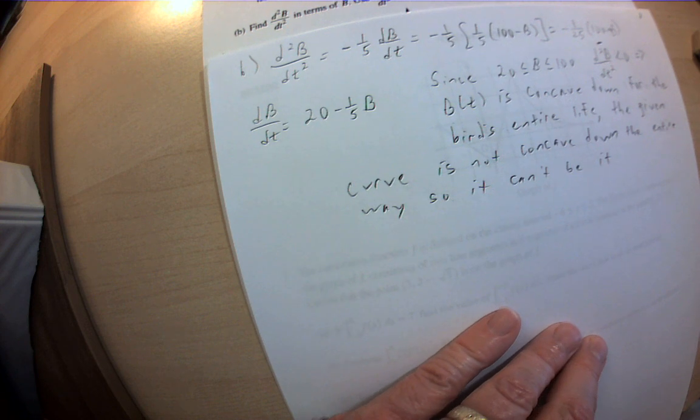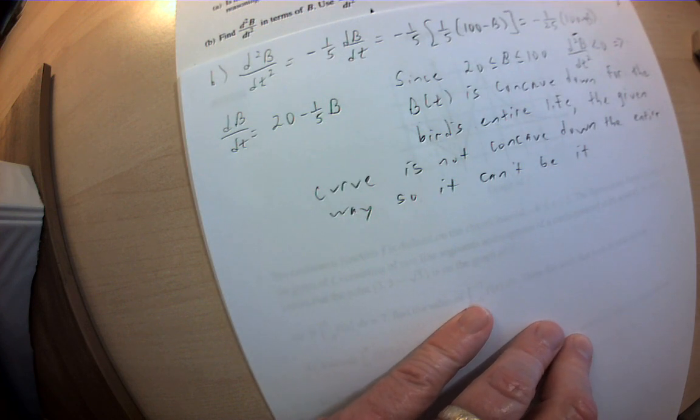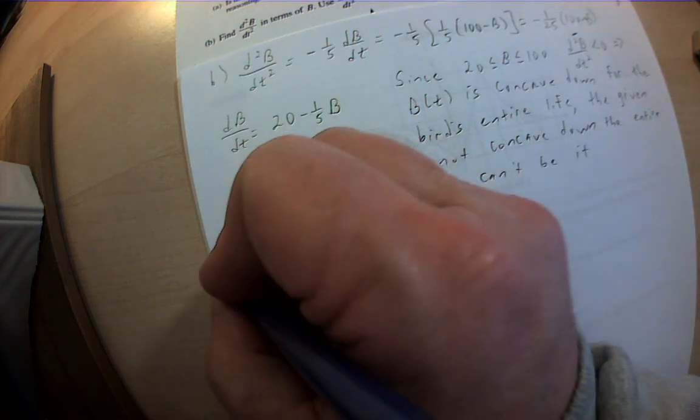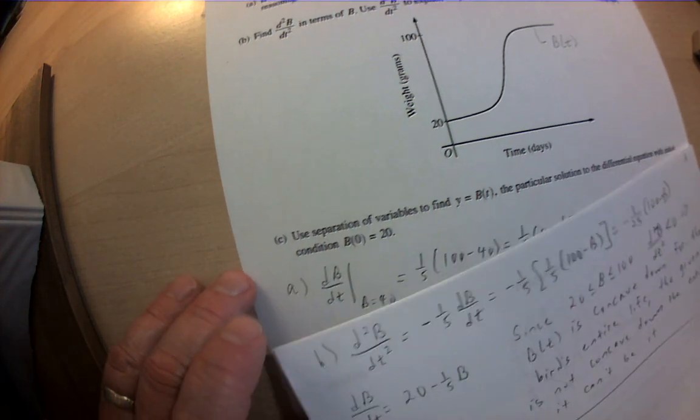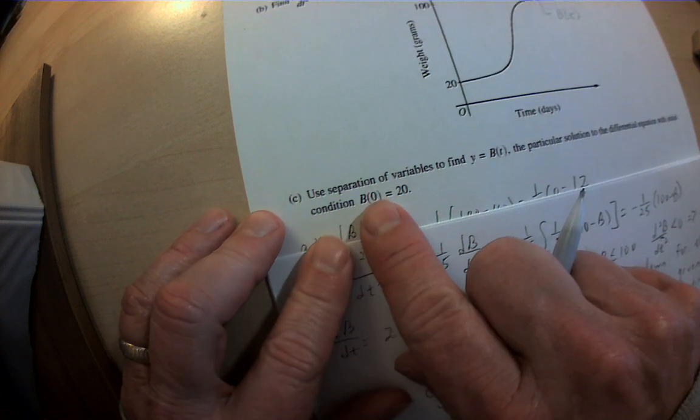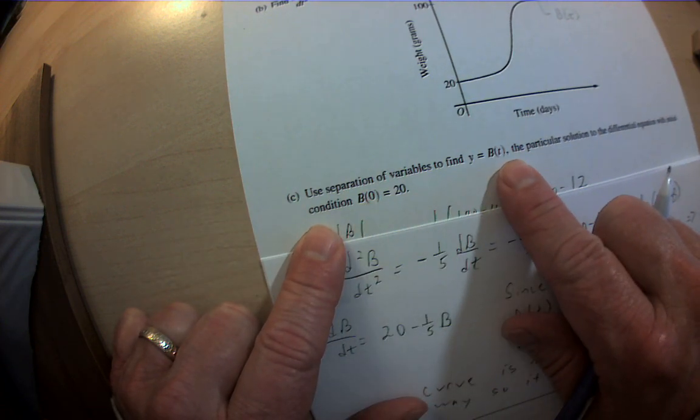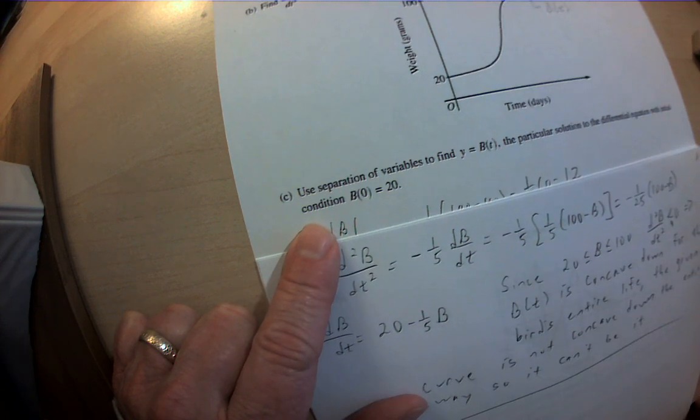Okay? Guys, look over, they give you 2 more points for that. 1 point to find the second derivative, 1 point to talk about the concavity. All right? Part C. Use separation of variables. It's nice. They tell you what you have to do. Use separation of variables to find y equals b of t with the initial condition b of 0 equals 20.